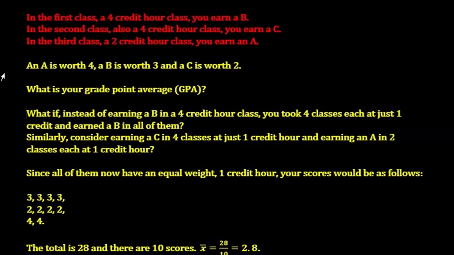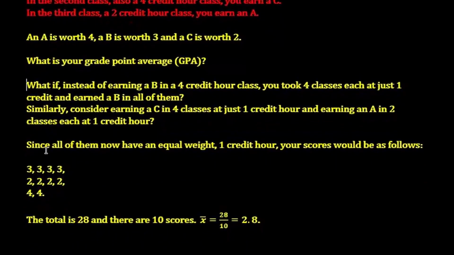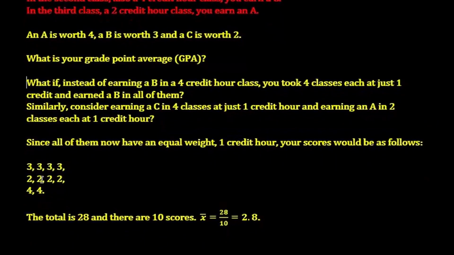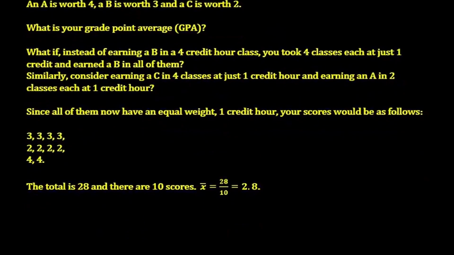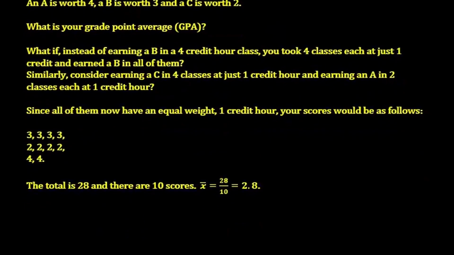What if these were all 1 credit hour classes? So the one that you got a B in, think of that as taking 4 different 1 credit hour classes and earning a B in all of them. And apply that similarly to the 4 credit hour class in which you earned a C and the 2 credit hour class in which you earned an A. Now that they're all of equal weight, then we get a total of 28. And the fact that there were 10 scores, we get that the mean is 2.8.